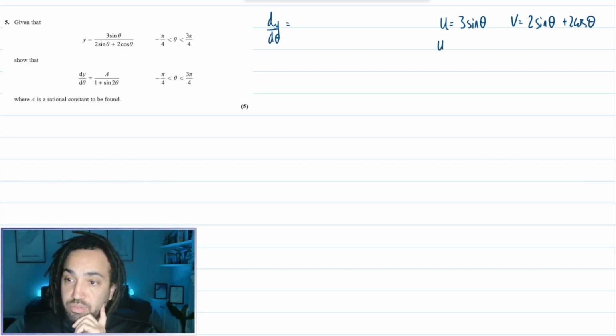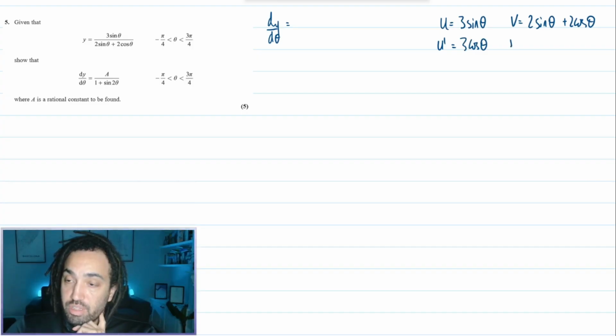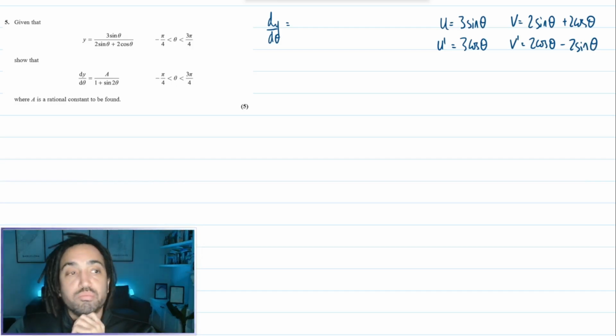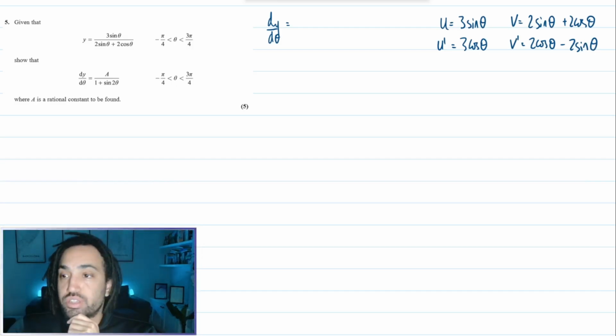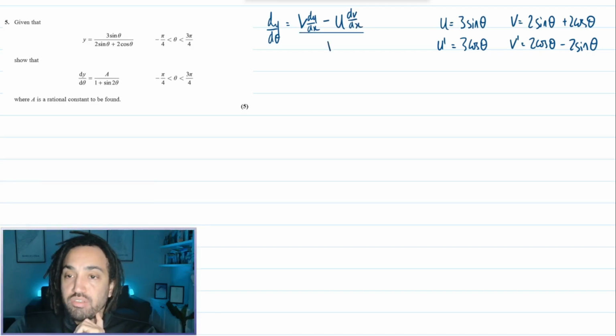Okay, so we can differentiate both of these. When I differentiate 3 sine theta, I get 3 cos theta. When I differentiate 2 sine theta, I get 2 cos theta. And when I differentiate 2 cos theta, I get minus 2 sine theta. Okay, so now we can use the quotient rule, which is v multiplied by du by dx minus u multiplied by dv by dx all over v squared.